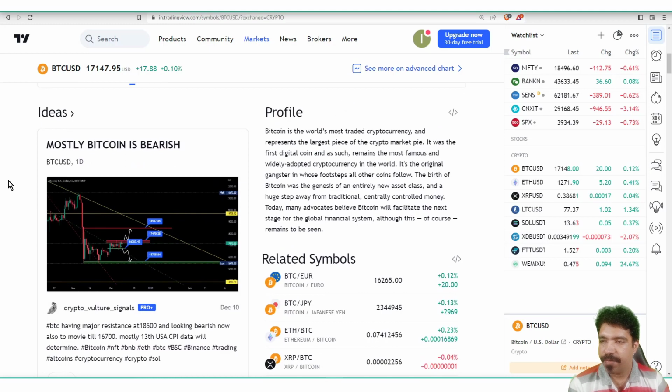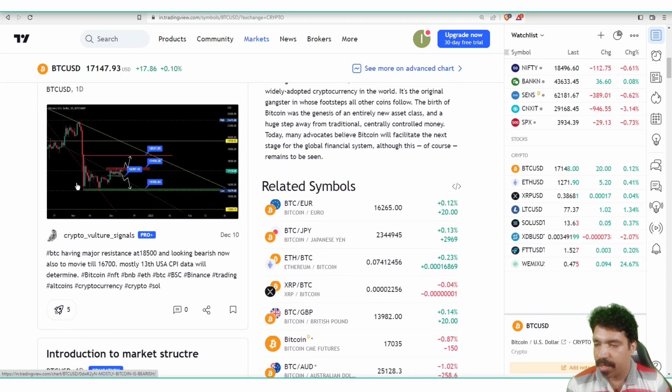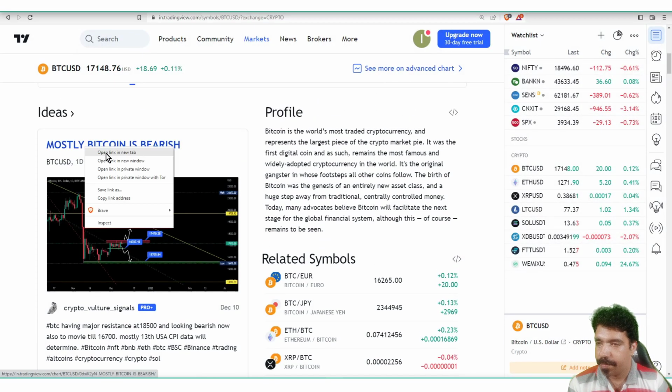So in the overview section, we have some ideas also. The first idea is "mostly Bitcoin is bearish". This is the chart which is done, and the analysis on this candlestick chart. So let us open it in a new tab.